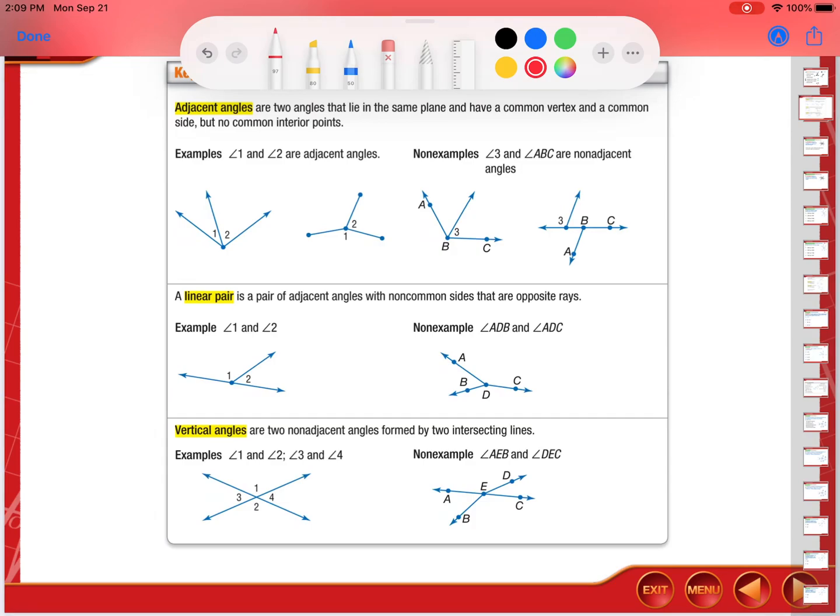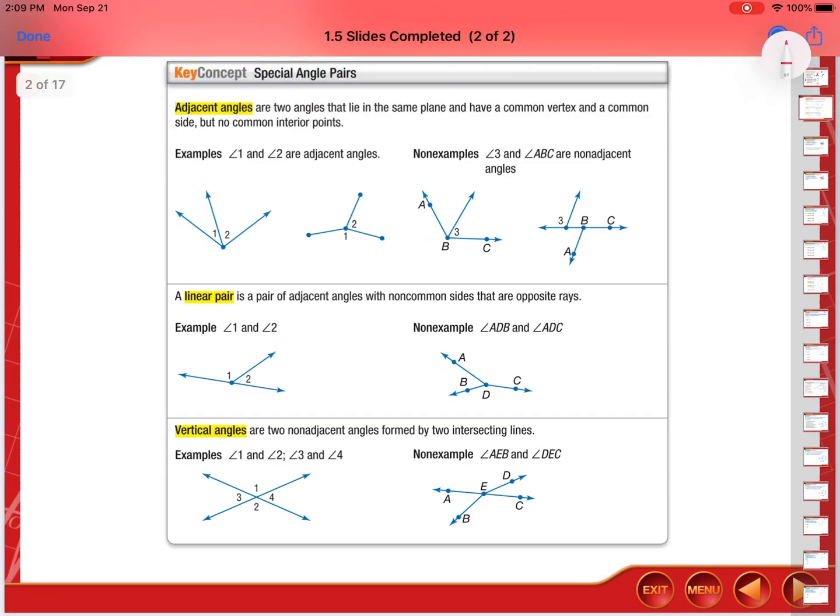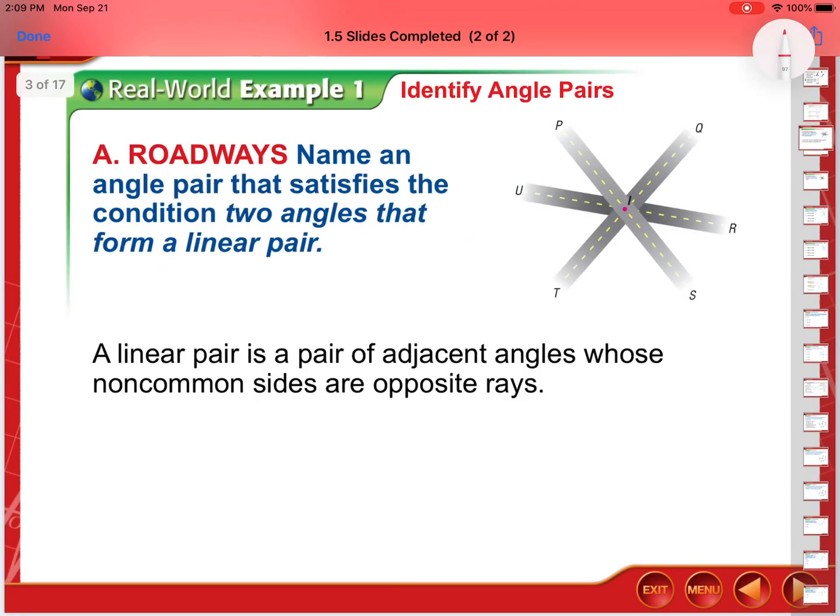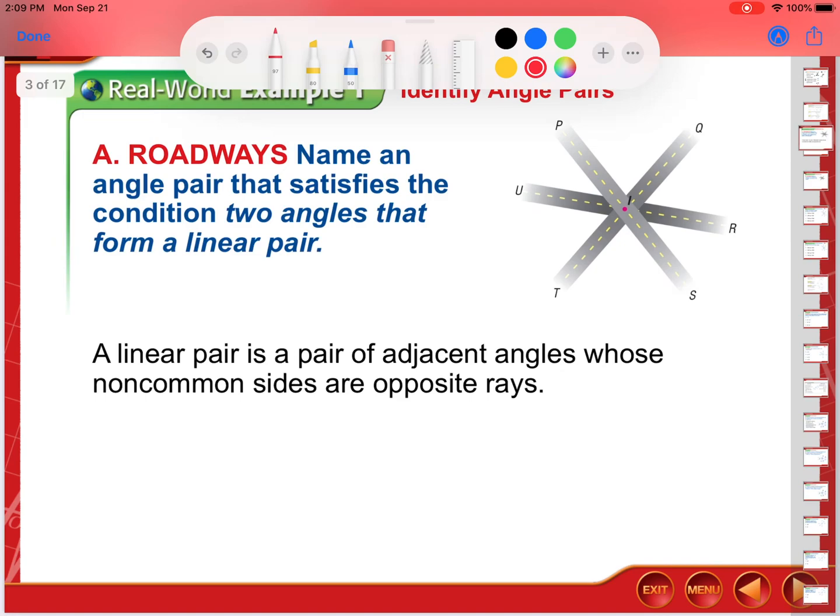All right, so here are some additional definitions and pictures that you can put in your notes. If you want to pause the video here, feel free. I'm going to continue to move on.